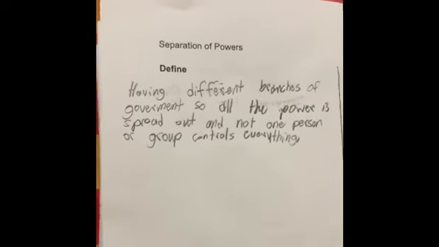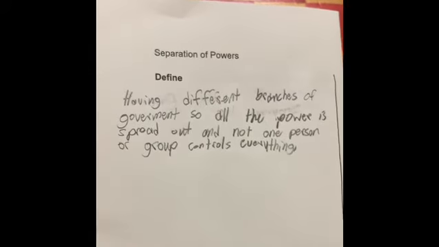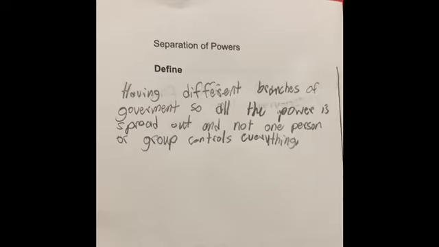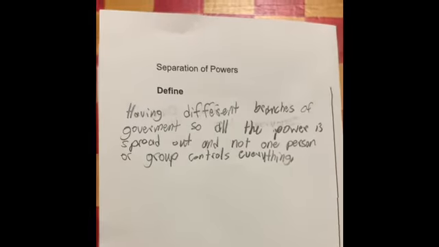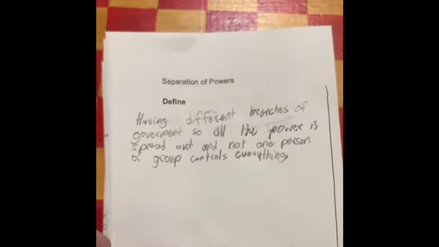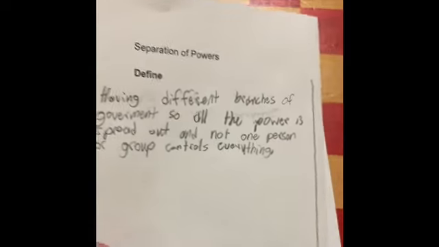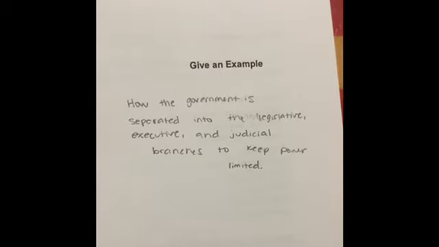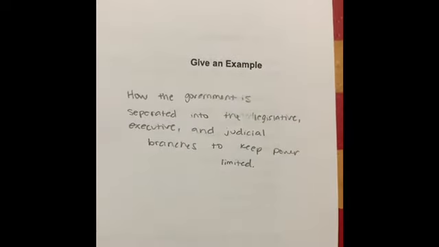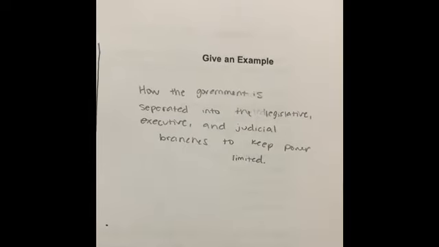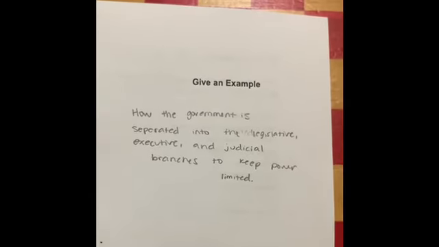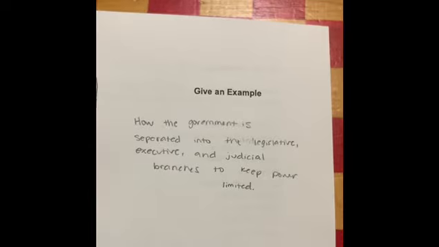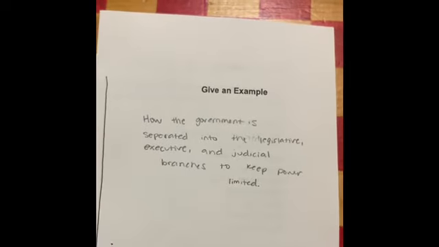The next definition kind of gets into that as well. Having different branches of government, so all the power is spread out and no one person or group controls everything. They each control a part of our government, but not the whole thing, so no one can become a dictator. That's separation of powers. An example here, usually when you think of separation of powers, you just think of our three branches of government. This page here says we have a legislative, executive, and judicial branch to make sure that none of those groups can ever take control of the entire government.